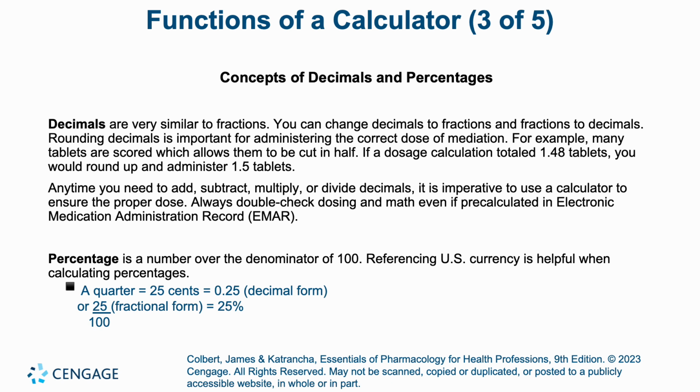Percentage is a number over the denominator of 100. Referencing U.S. currency is helpful when calculating percentages. So a quarter is 25 cents. The decimal form of that is 0.25. Anytime you are using a decimal, you need to make sure you say 0 point. Never leave the 0 out because that helps to clarify the number. So 0.25 or 25 over 100. Okay, because a dollar is 100 cents, a quarter is 25 cents. So 25 over 100 equals 25%. A quarter is 25% of a dollar.